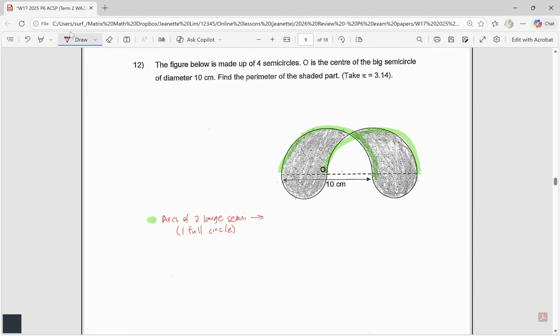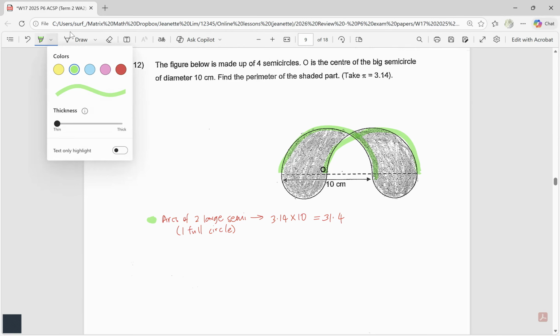Okay, so if it's one full circle, then you don't have to times half. You just take pi times diameter. So pi, which is 3.14, times diameter of 10. You get 31.4 for the two green lines. Not each of them, but both add up to 31.4.